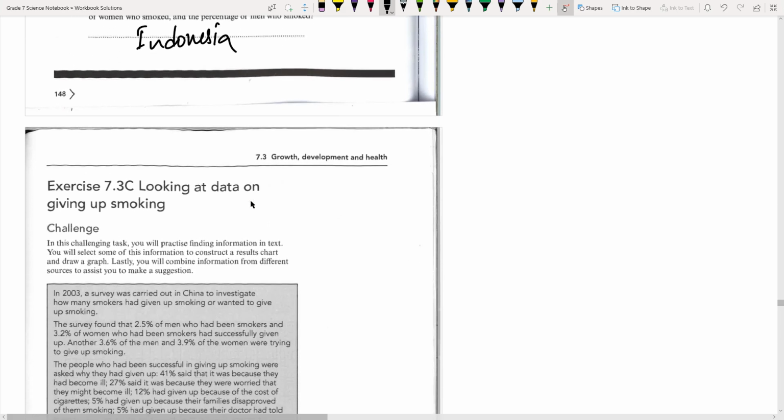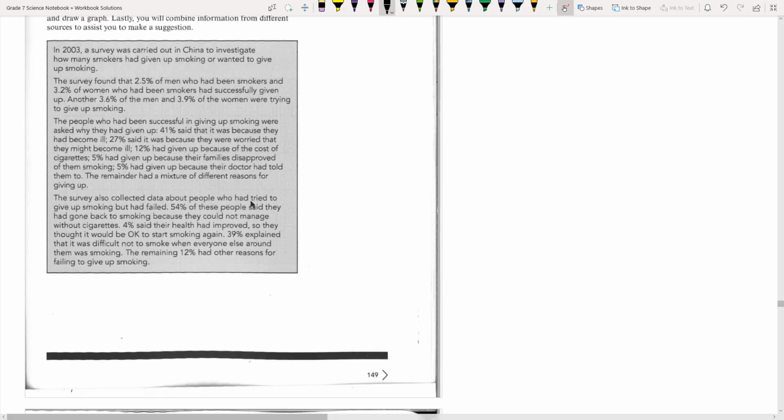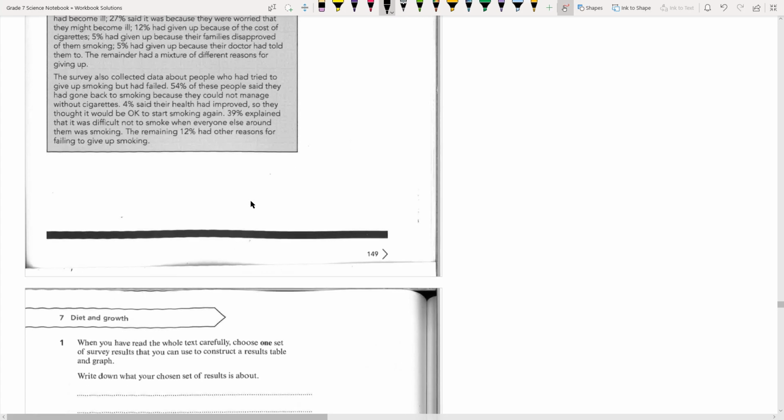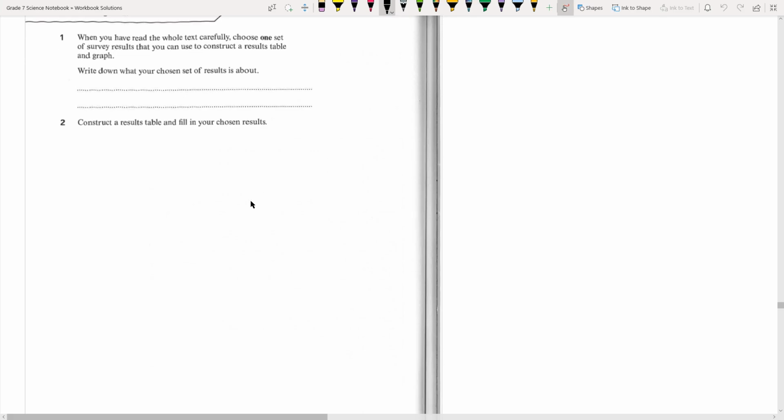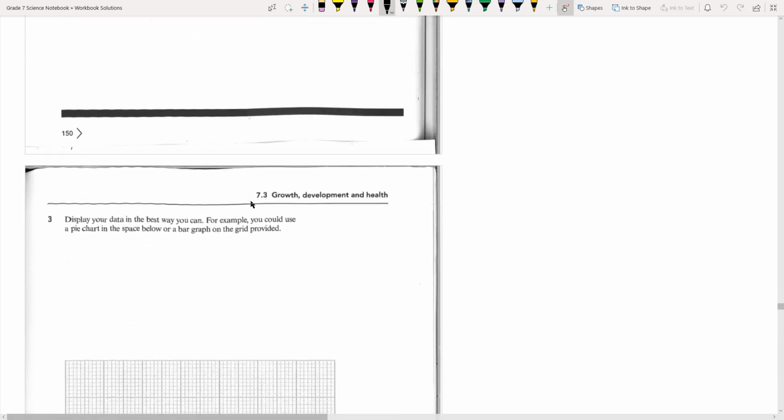Okay, moving on. Looking up the data, giving up on smoking. You can just go through this question. Again, it's an open-ended question. When you read the whole text carefully, choose one set of survey results that you can use to construct a results table and a graph. So please go through this. It's a fun activity to do.